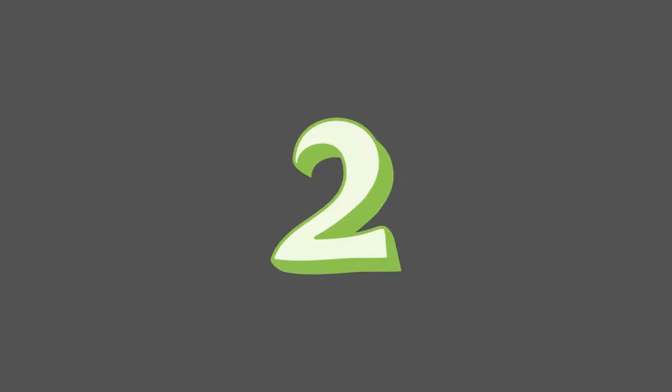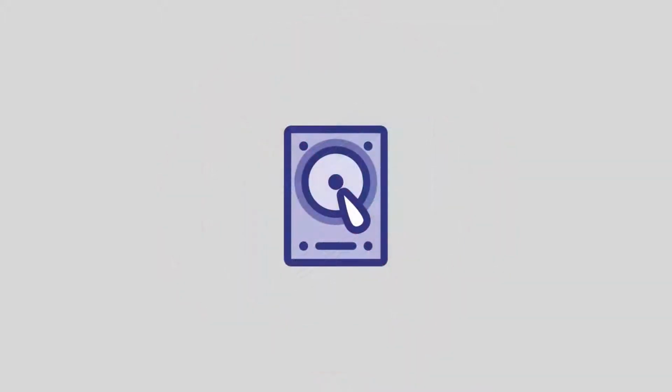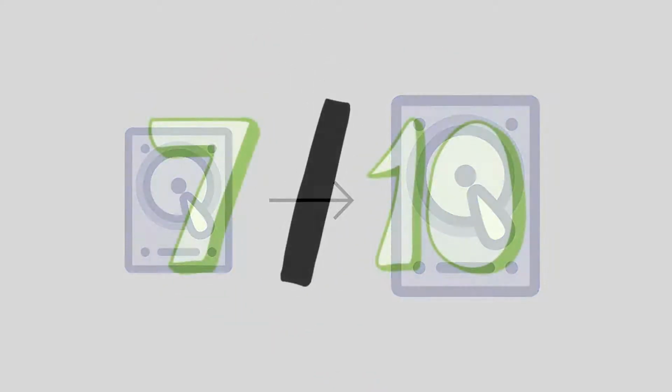Issue number 2. Applications won't install. This issue is commonly caused by low disk space. This problem is relatively easy to resolve. Some fixes can include uninstalling unnecessary or unwanted apps, uninstalling older versions of Windows, upgrading to a larger drive, and factory resetting. I'm giving this issue a 7 out of 10 for fixability.